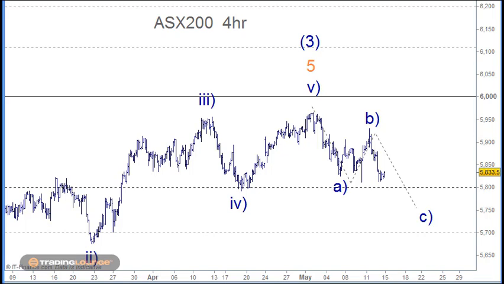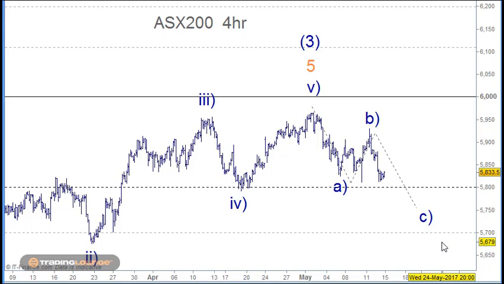Welcome to Trading Lounge in the ASX 200, and just on the 4-hour chart here, we're looking for a top here to make these labelings, and then we're looking for an A and a B and a C. Now we're looking at a wave 4 here, so we know wave 4s can get a bit complicated.